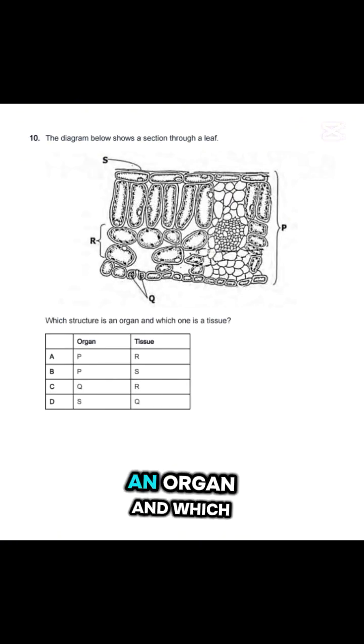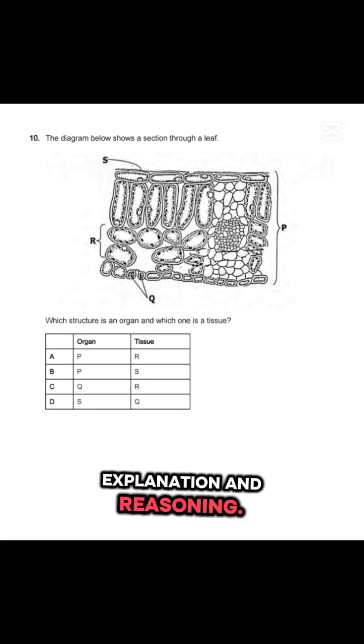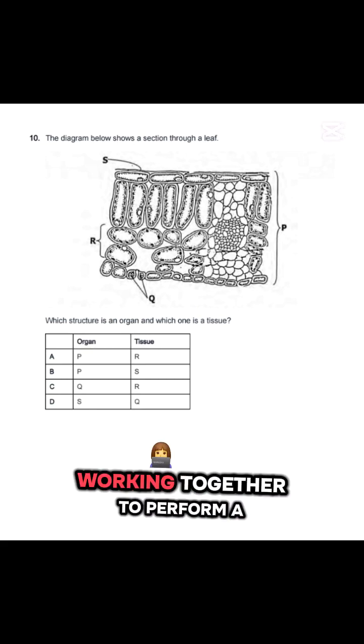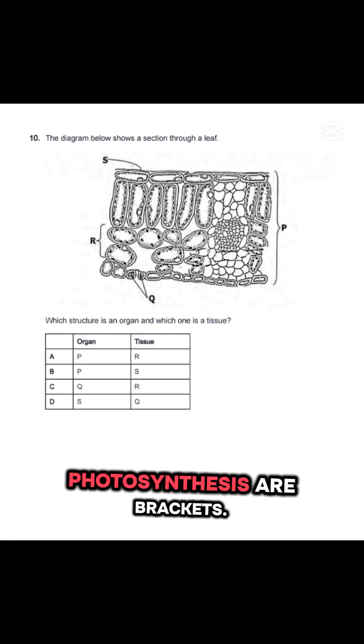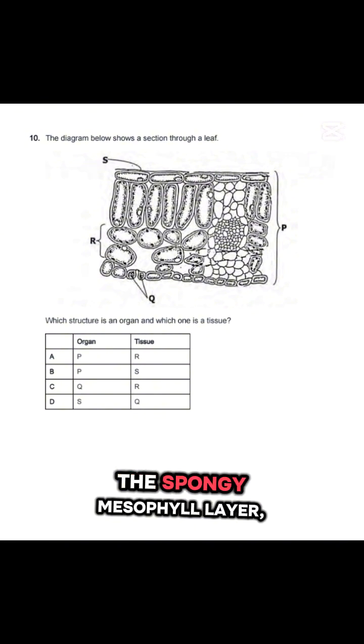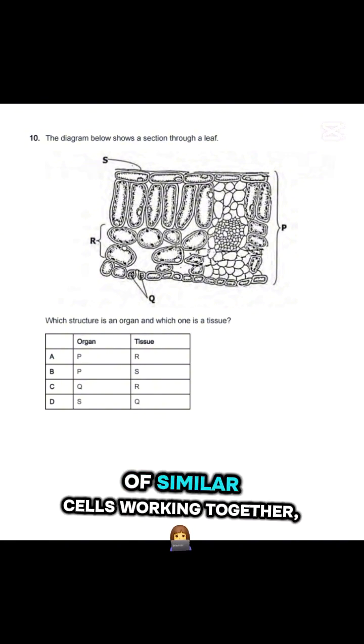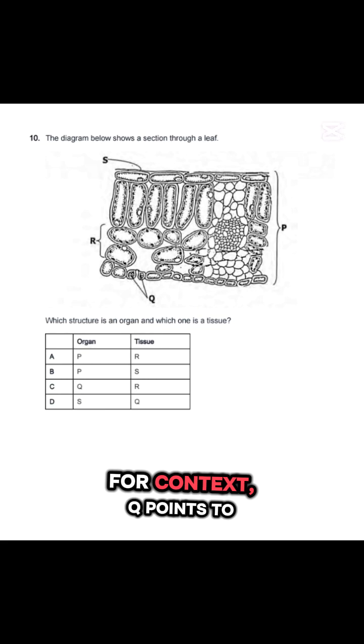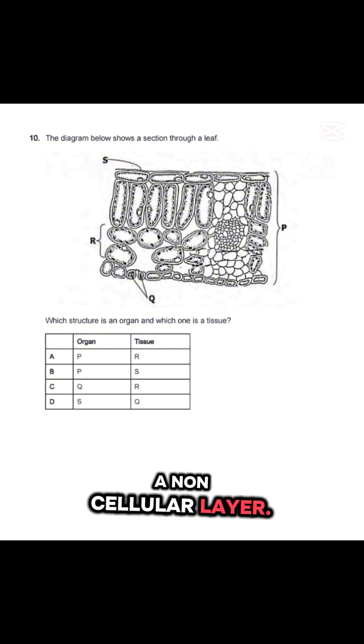10. Which structure is an organ and which one is a tissue? Correct answer, A. Organ P. Tissue, R. Explanation and reasoning: P brackets the entire cross-section of the leaf. A leaf is an organ because it is made up of several different tissues working together to perform a specific function, photosynthesis. R brackets the spongy mesophyll layer, which is a collection of similar cells working together, classifying it strictly as a tissue. For context, Q points to guard cells, and S points to the cuticle, a non-cellular layer.